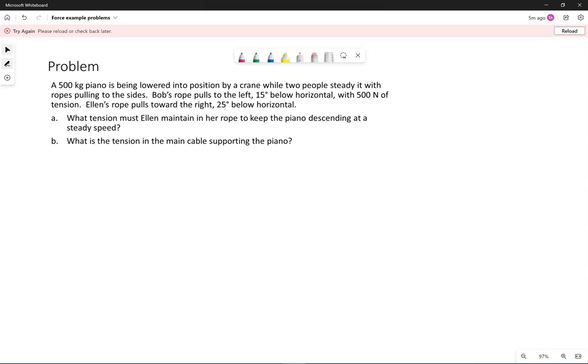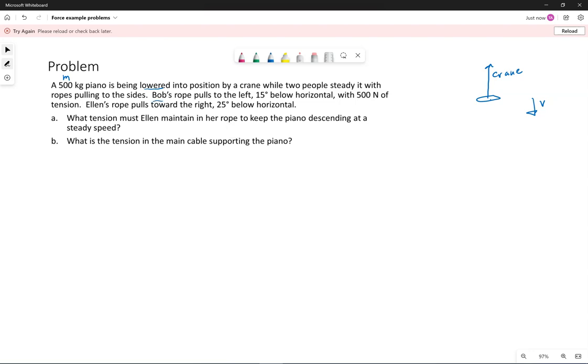So we have a piano, we know its mass. I'm going to draw a rough sketch. Here's my piano. It is being lowered into position, so it has a velocity headed downwards. It's being lowered by a crane, so there's some sort of force from the crane pulling upwards on it, while two people steady it with ropes pulled to the sides.